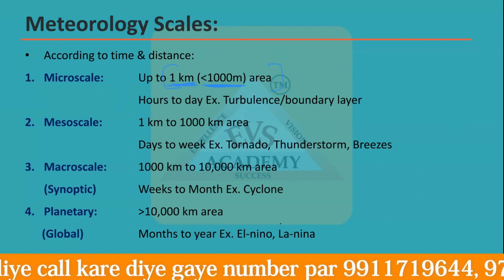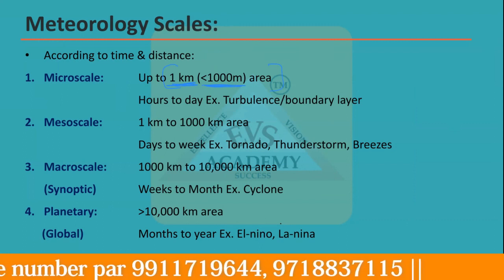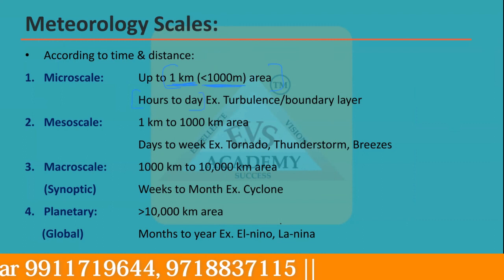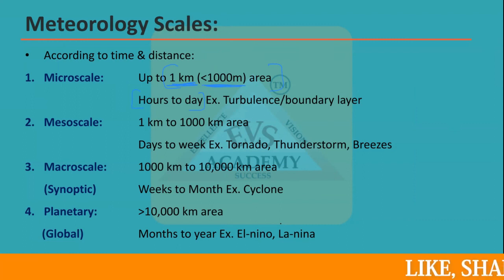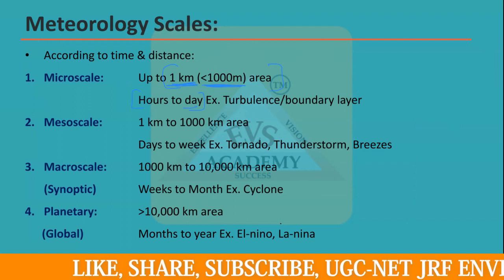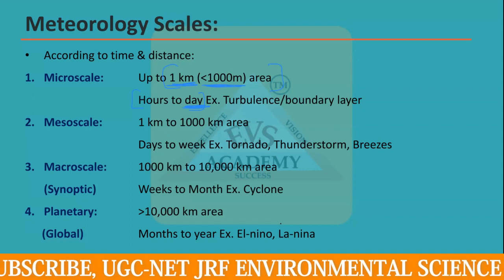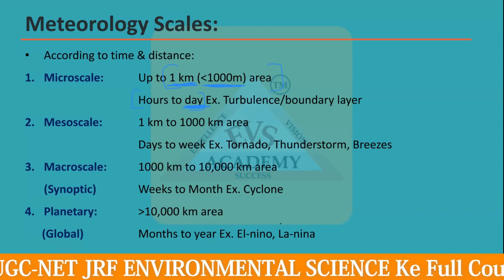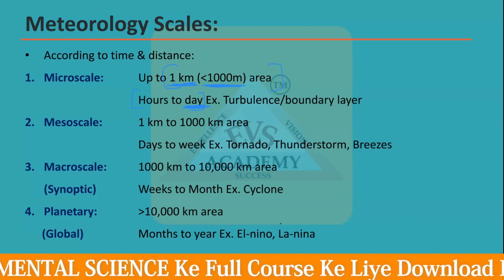So if the phenomenon is taking place below 1000 meters or below 1 kilometer, it is a micro scale phenomenon. The time duration categorization here is that the phenomenon takes place in hours to a day. It can finish within a few hours. Maybe it can take 20 or 23 hours, but not more than 24 hours. A day means 24 hours. If it crosses the 24-hour period, it goes to the next scale. But here it is not above 24 hours, so it is a micro scale phenomenon.